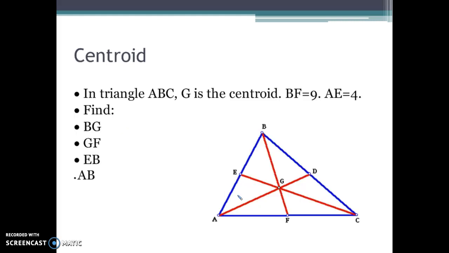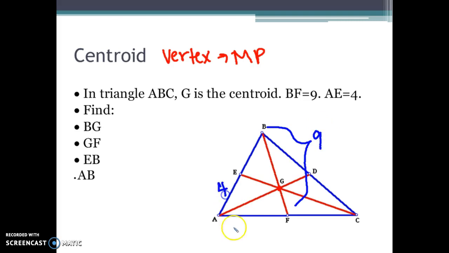Here we're going to look at the centroid, and our centroid connects vertex to midpoint. All right, so this is my centroid here, this G. And then we know that the centroid is 2/3 of the way from vertex to midpoint. All right, so in this case, we know that BF, this whole thing here, is 9. And AE, this piece, is 4.